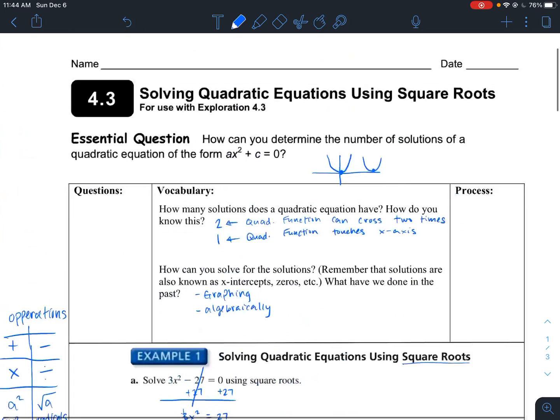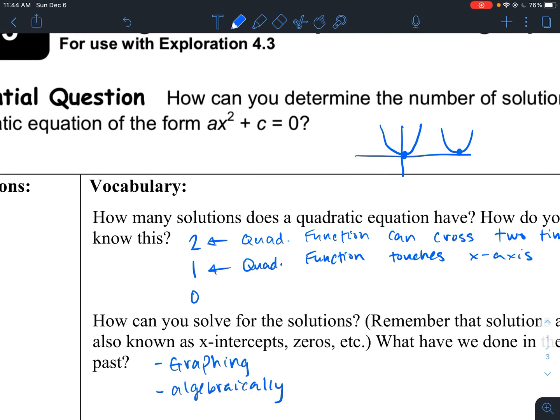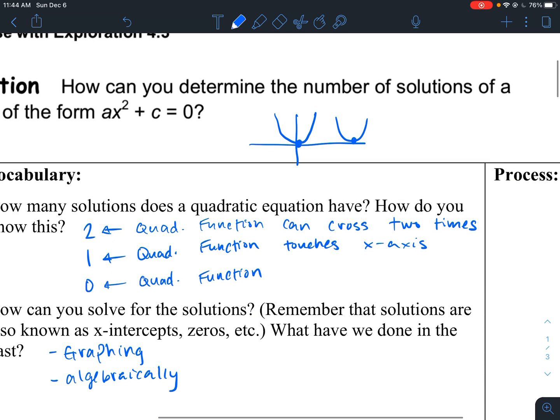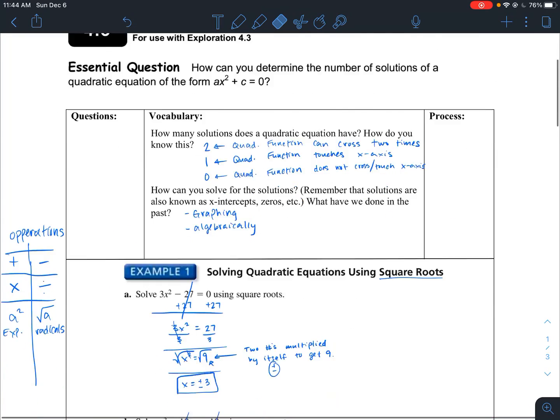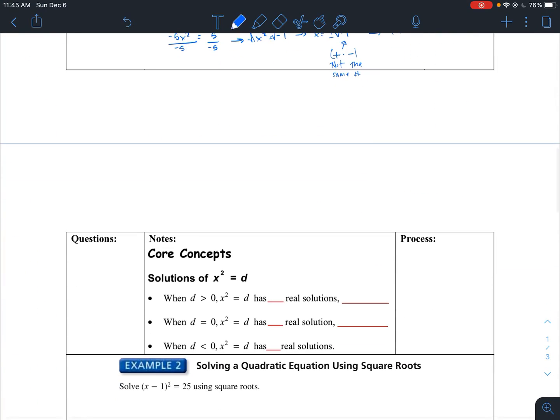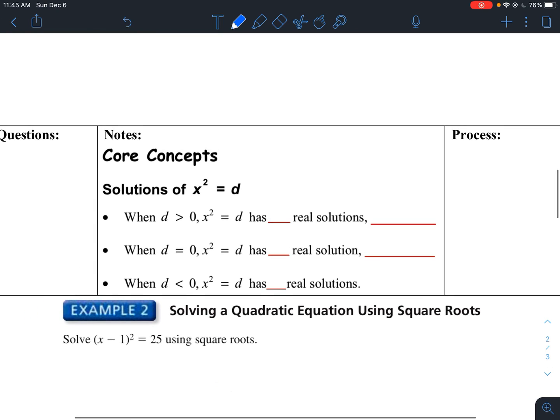Okay, what this means then is that we could have 0 real solutions. This means that the quadratic function doesn't cross or touch the x-axis. So if we were to graph it, it would look something like this, or like this. Okay, so let's summarize what we learned right here.